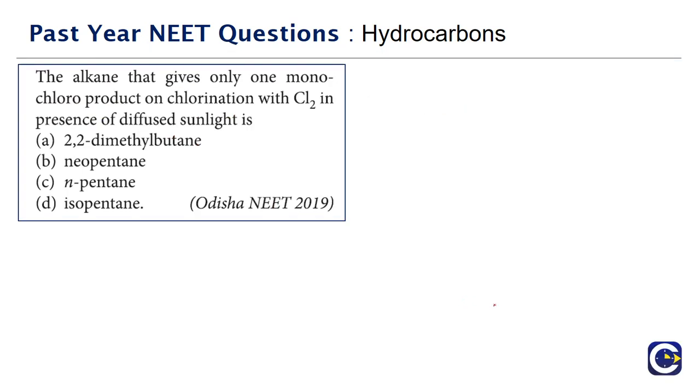Next, we have a question that has come in the NEET 2019 Odisha paper. The alkane that gives only one monochloro product on chlorination with Cl2 in the presence of diffuse sunlight is... So here this is a very standard model of question. The alkanes, when we do halogenation, typically the chlorination in the presence of sunlight, we can see there will be a chance for multiple substitution, and this will be a free radical substitution mechanism.